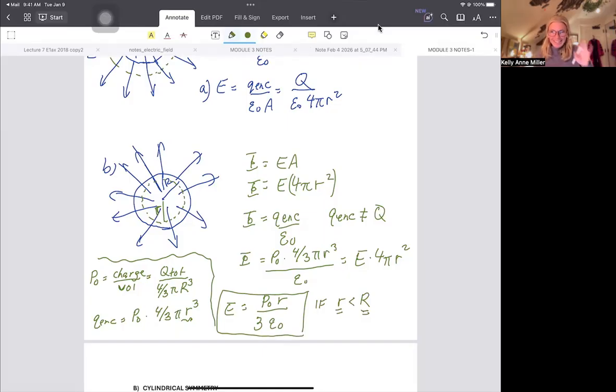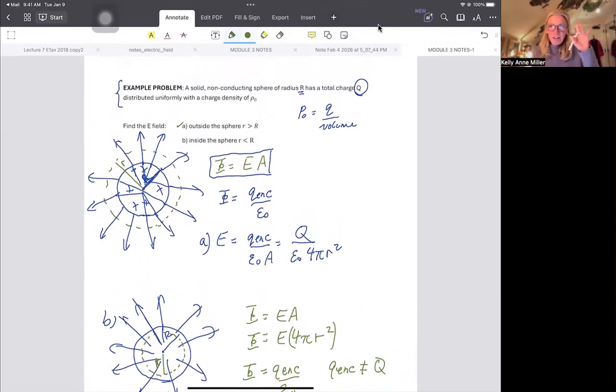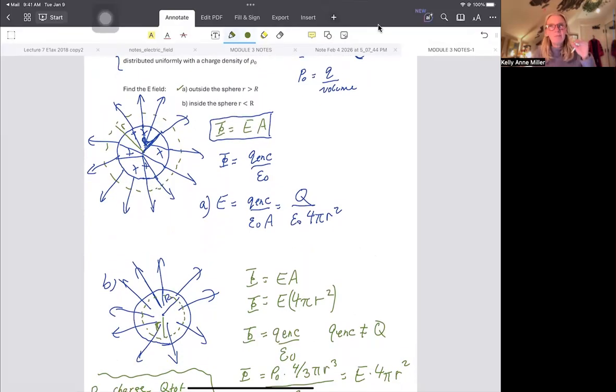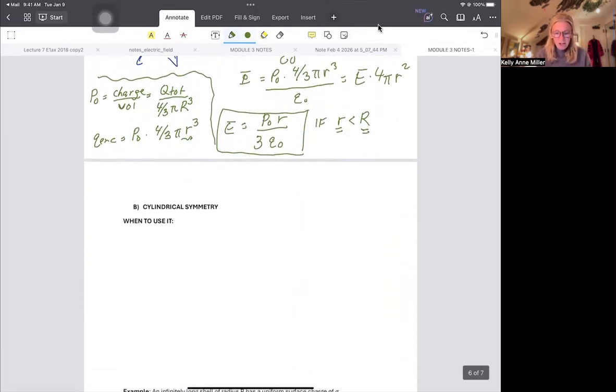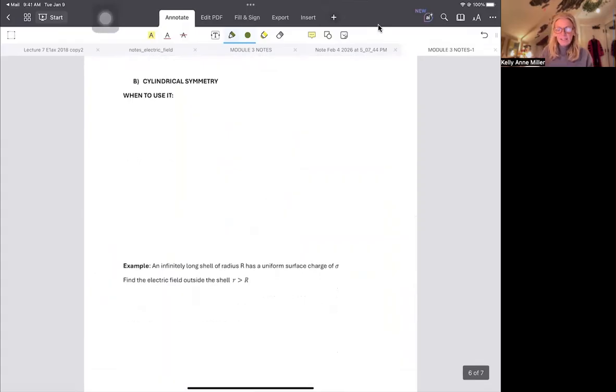Okay. That's spherical symmetry. If you understand those three cases, you understand everything to do with spherical. It doesn't get any more complicated than that. Sometimes there are spheres inside spheres that have different charge distributions, but it follows the exact same pattern. Okay, so now we're going to talk about cylindrical symmetry. The other two are, I think, more straightforward.